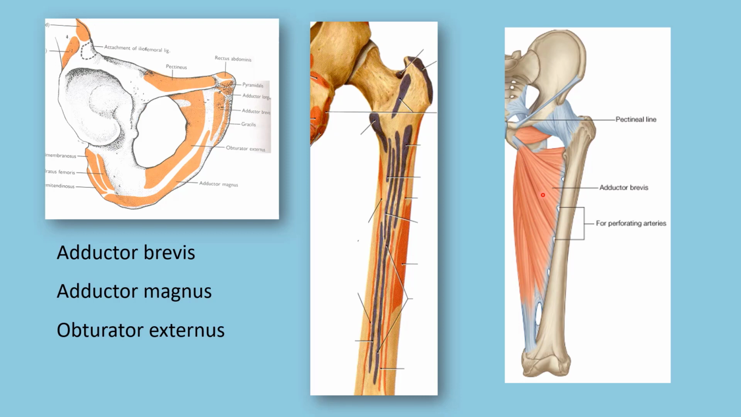Adductor brevis is here. As we have learnt in three different planes. In the first plane, pectineus, gracilis, and adductor longus. Gracilis is going to the tibia in the leg bone. This is pectineus and this is adductor longus in the same plane. In the second plane, just lateral to them, this is adductor brevis. And in the third plane, this is adductor magnus.